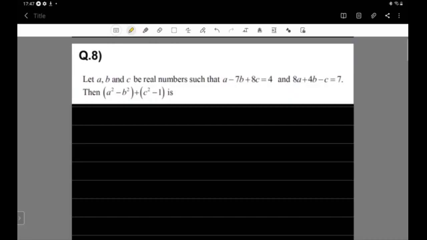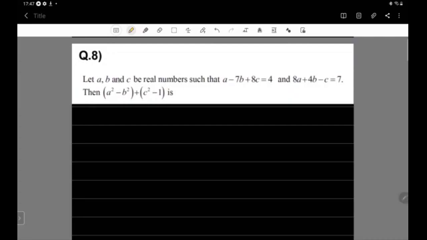And the question is not that you have to find the values of A, B, and C. The question is that you have to find the value of this expression: A square minus B square plus C square minus 1. So let's try to solve this problem. The very first thing you must observe will be the coefficients, right?